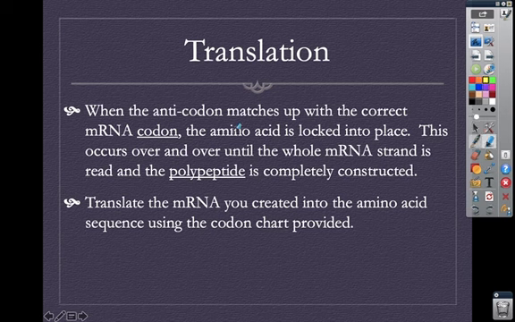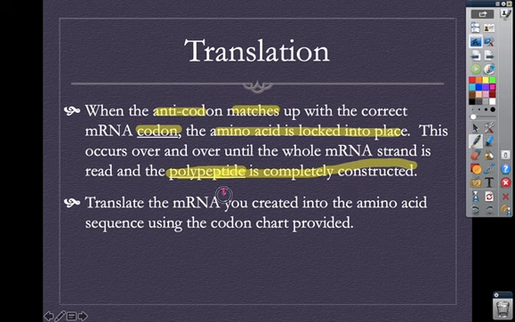that when the anticodon and the codon match up, it locks that amino acid into place, and those amino acids are connected to each other through something called a peptide bond, and it forms a polypeptide. And this is repeated until it's completely formed. And that polypeptide, when it's completely formed, is called a protein. So you might want to put protein here beside polypeptide, so you know that polypeptide is just a fancy way to say the sequence of amino acids in a protein.